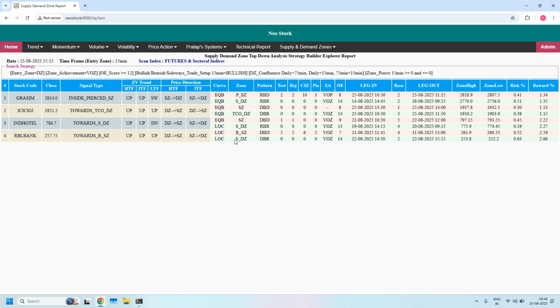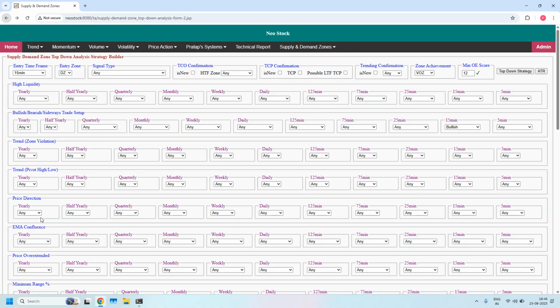In all the 4 stocks, all these 15 minutes demand zones are overlapped with 75 minutes demand zone. Both together again overlapped with daily demand zone. And daily trend is uptrend in all the 4 stocks, so we can further filter based on daily demand zone having daily EMA confluence. So let's set that filter. Daily demand zone with daily EMA.